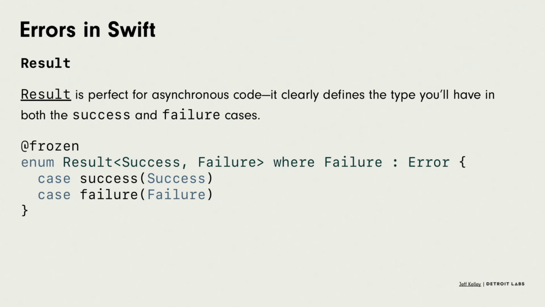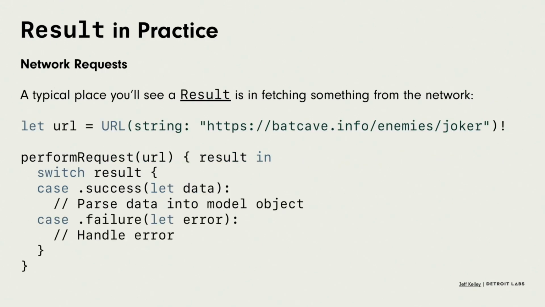That's it. So this works really well for asynchronous code. We can have some perform request method. It goes to the network, it gets some data, and then it comes back with this Result. And here, if it's a success, we have some data we can parse into a model object, and if it's a failure, then we have some error that we can handle.